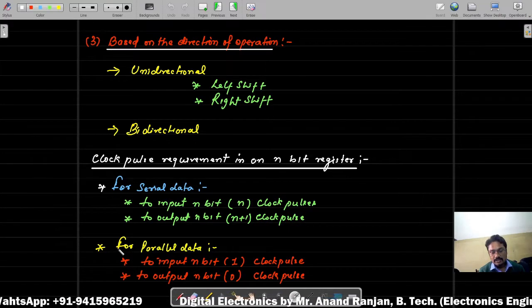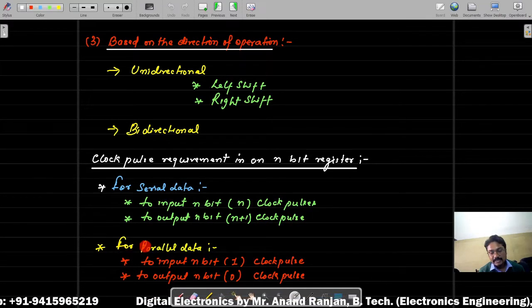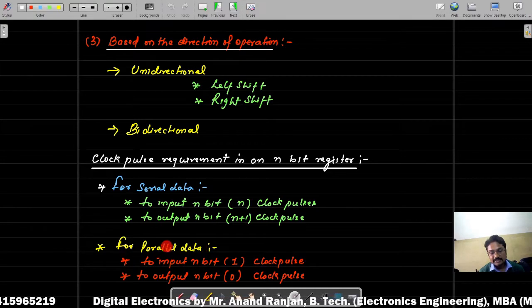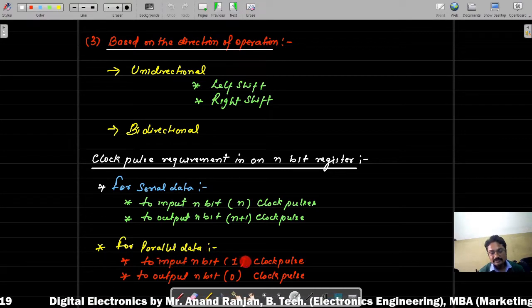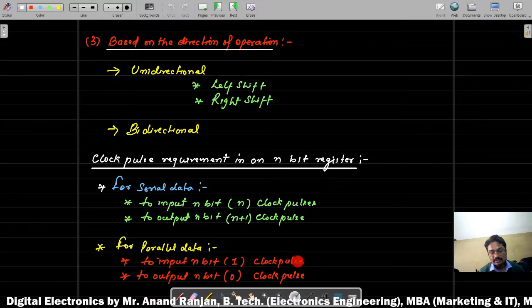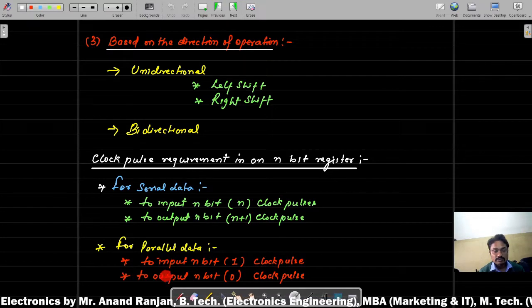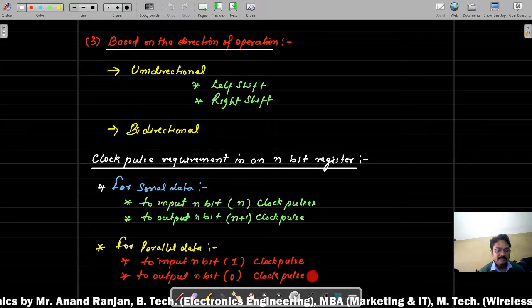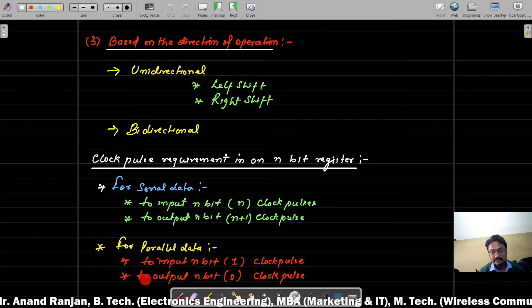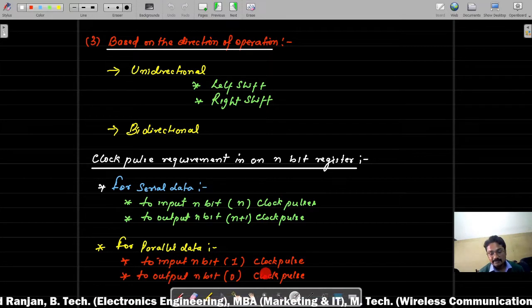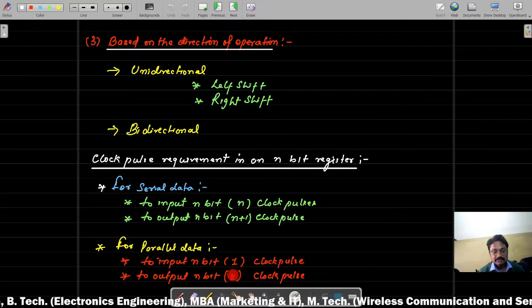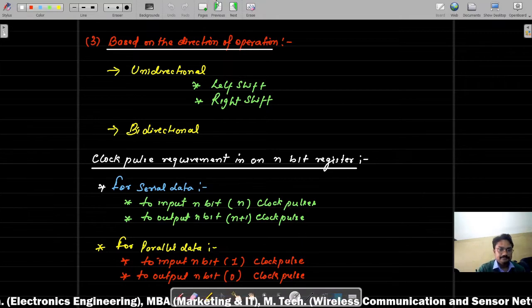Similarly, on the other side, for parallel data, to input the n bits of information we require 1 clock pulse, but we do not require any clock pulse to read the data. So that's why we have written over here that the output of n bits requires 0 clock pulses.